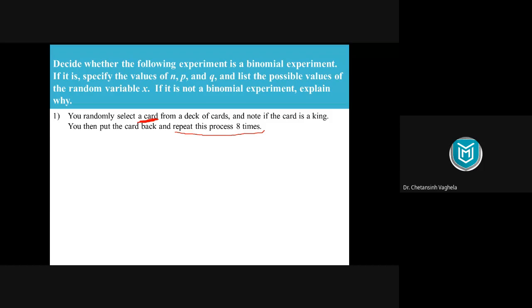Disha is saying yes, it is a binomial experiment. Disha, in such a case, you will explain what will be the value of n, p and q. But wait, Miloni is saying yes, it is. The value of n is 8, and p is the probability of getting a king. Perfect, good. P and Q, you are correct about this.